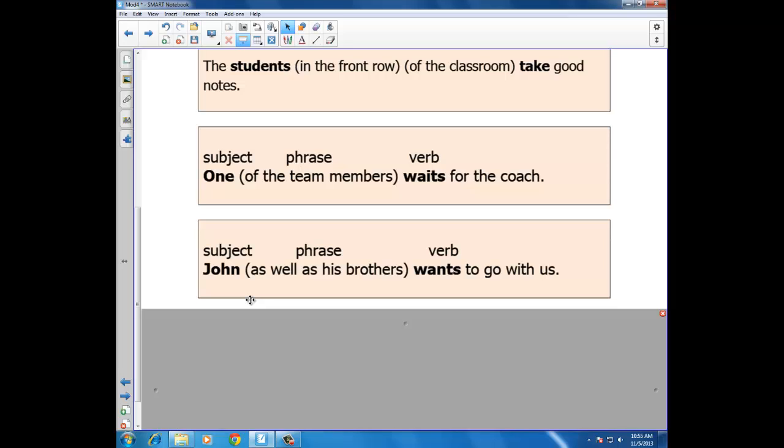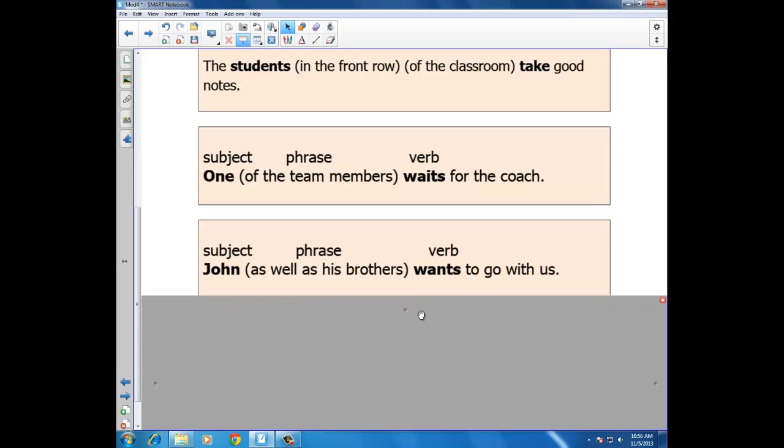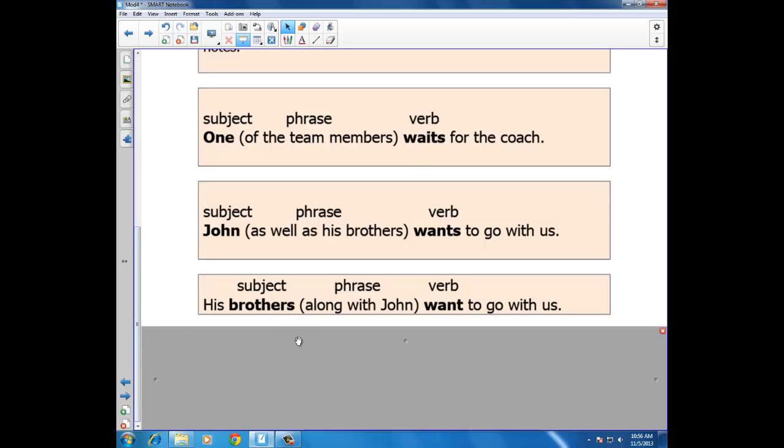Let's look at another example. John, as well as his brothers, wants to go with us. John is the subject, as well as his brothers is the prepositional phrase, and the verb is wants. In the first sentence, the phrase as well as his brothers does not affect the verb. However, the placement of the verb next to the subject makes the correct verb hard to find. In the second sentence, the phrase along with John does not affect the verb. In all of the examples, the subject, not the noun in the prepositional phrase, determines the verb.